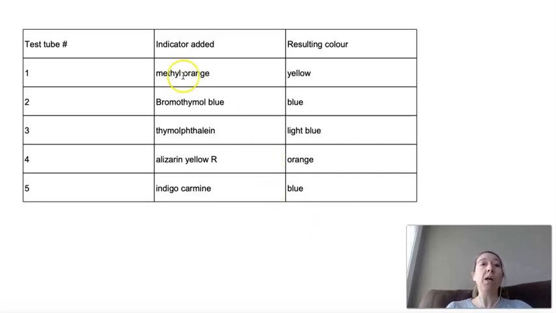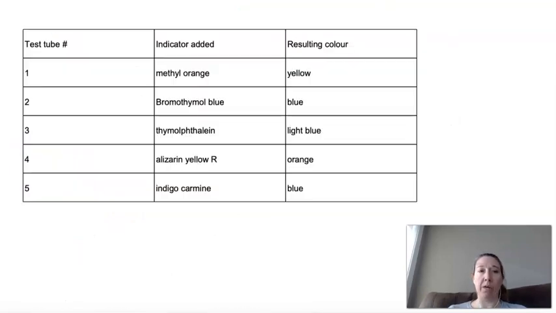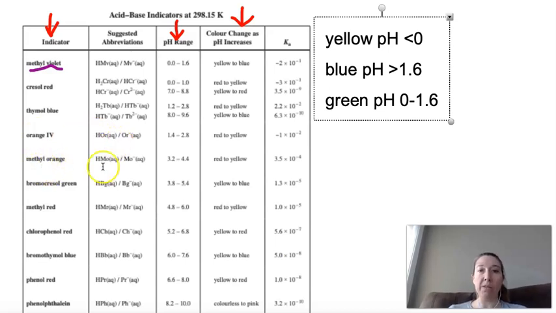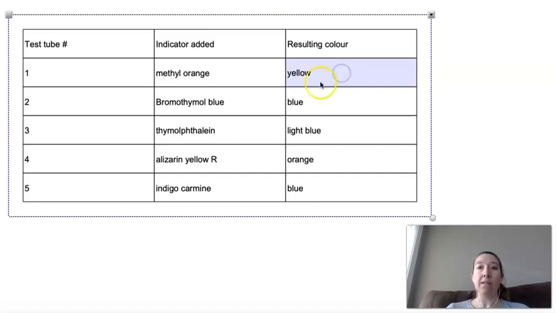So how is this going to work? We're going to look at our test tubes. Test tube number 1 is methyl orange and it was yellow. So we're going to go to our data booklet and find methyl orange, okay? So here's the methyl orange, and it was yellow. If I look here, yellow is over here, so that must mean it's greater than 4.4. This is telling me that the pH is greater than 4.4. So we've narrowed down the range somewhat, right? We're no longer between 0 and 14. We're now somewhere greater than 4.4.